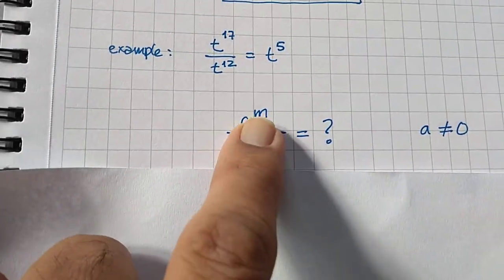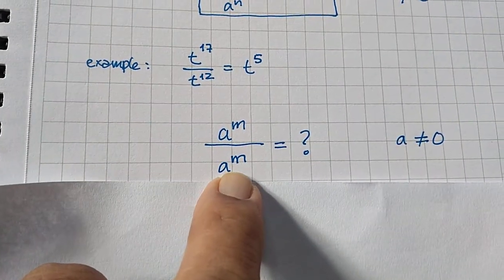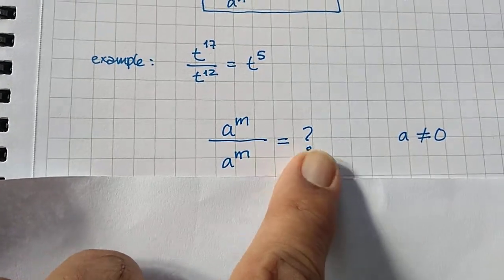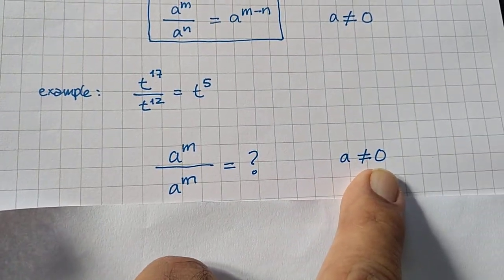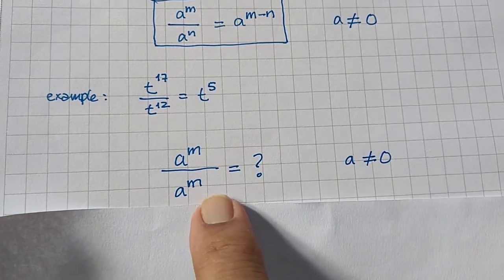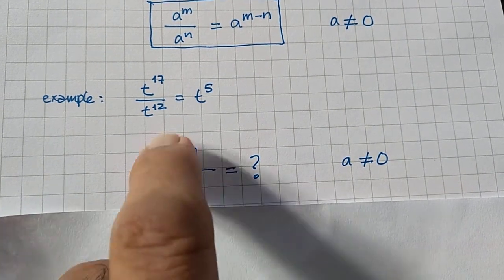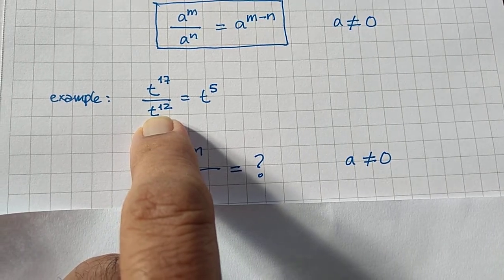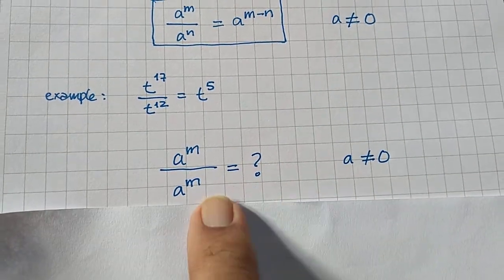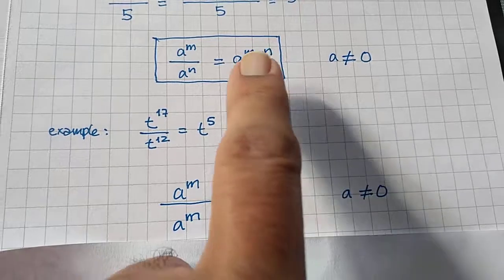What is a to the power m divided by a to the power m? The same thing, where a of course is not equal to 0. This I have to say whenever I am putting a below, whenever I am dividing by a. Here also a cannot be 0. So what is this? Well, we'll use this rule.